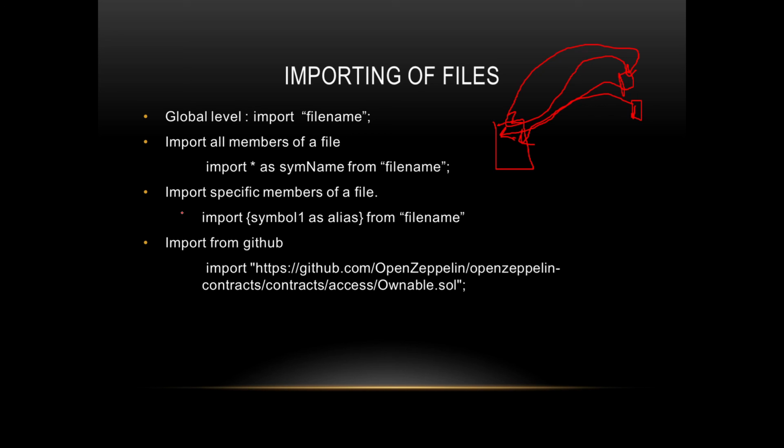Then import only specific members of a file, not all, but only specific ones. You write it as import symbol1 as alias from file name. This file name should be in Remix, where all the other files are there in the file explorer, so it will be easier for you to access. And one of the leading parts is importing from GitHub. You can directly import a file from GitHub. I'll tell you how to import and how the path is written. Just stay tuned. We'll do everything in the next practical class.